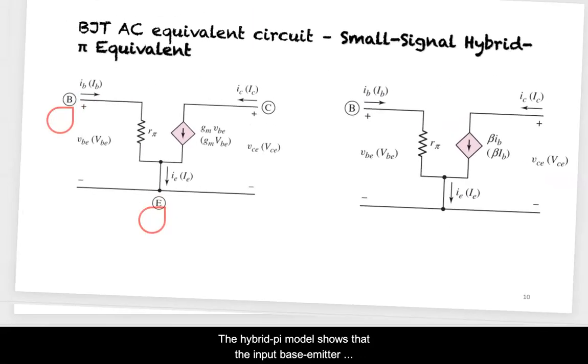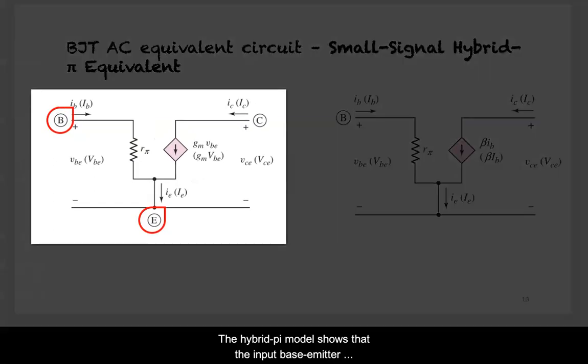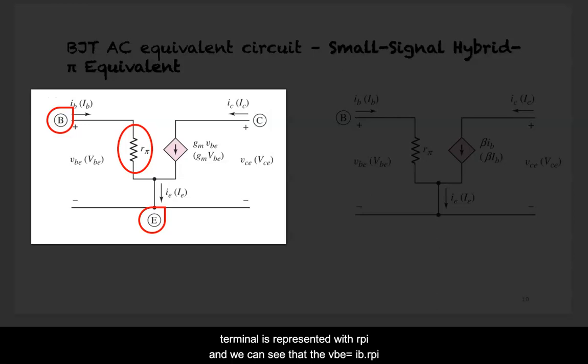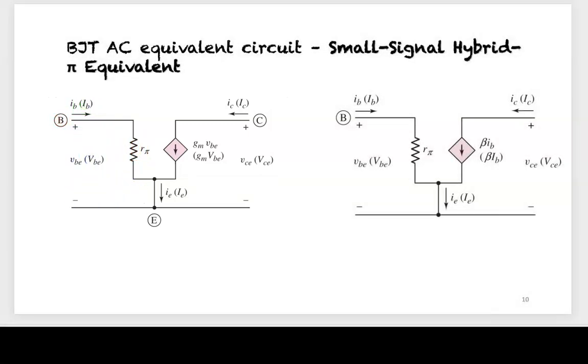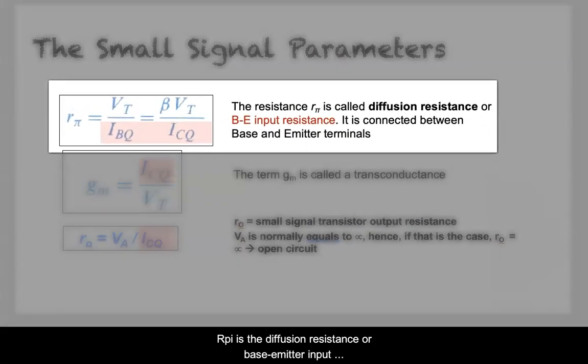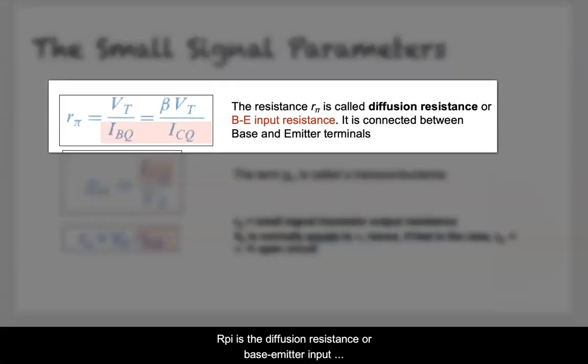The hybrid pi model shows that the input base emitter terminal is represented with r pi, and we can see that the vbe is equal to ib times r pi. r pi is the diffusion resistance or base emitter input resistance, and r pi is the function of Q point parameter, that is, r pi is equal to Vt over IBQ or beta times Vt over ICQ.